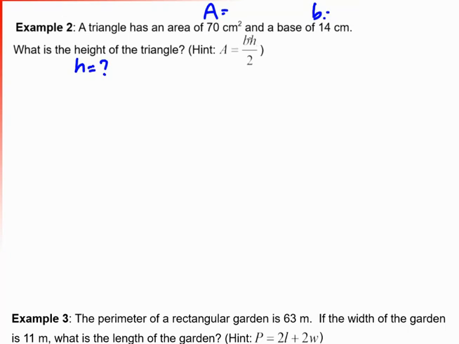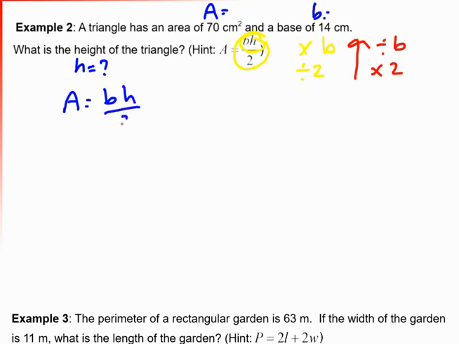So again, what is happening to our h? The first thing that's happening is it's being multiplied by b. The second thing that's happening is it's being divided by 2. So our inverse operations are going to be times 2 and divided by b. So let's try that. A equals bh over 2. And in our next step, we're going to do the multiplication.